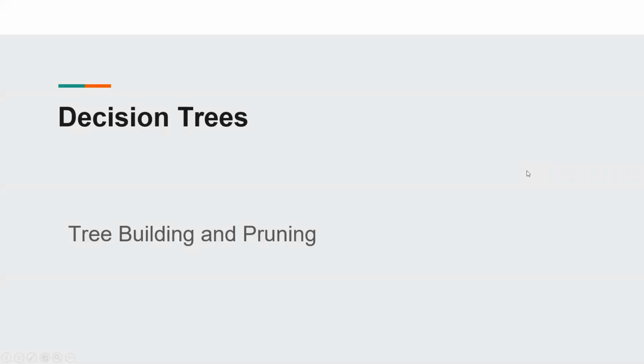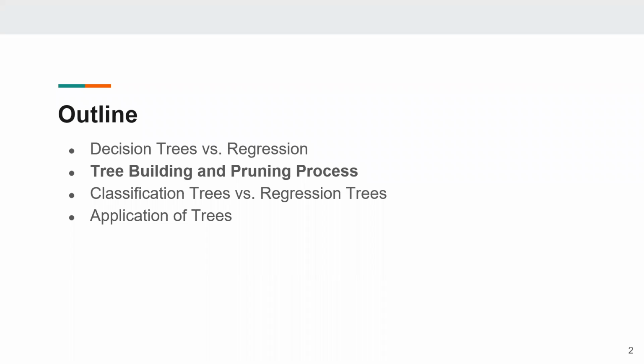Let's continue our discussion on decision trees. In this section, we are going to focus on tree building and pruning. We discussed the key differences of decision trees versus regression, so you should pay attention when you have your own data and select the proper methodologies. And in this section, let's discuss the tree building and pruning process.